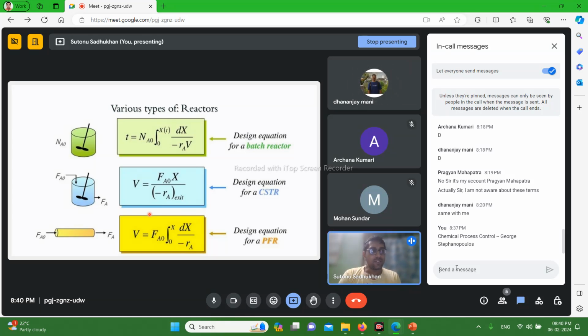Sometimes the industries are not very advanced. They maintain a shift report kind of thing, take a sample after a certain interval of time, and check and plot it.